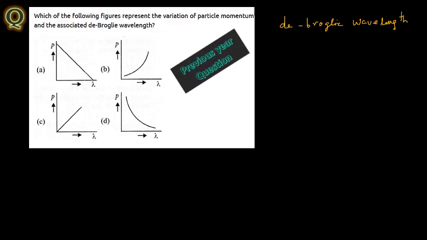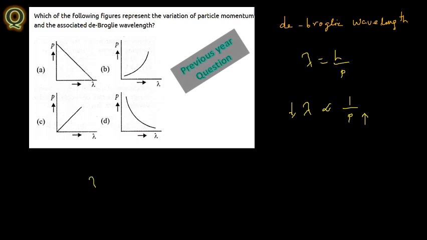The formula I am going to mention, till the end we are going to see the same formula: lambda is equal to h divided by p, where h is the Planck constant. From this, lambda is proportional to 1 by p. As the p value keeps increasing, since it is in the denominator, the lambda value keeps decreasing.